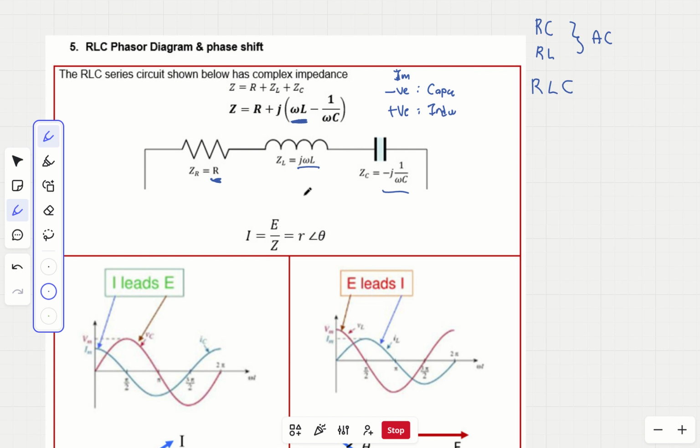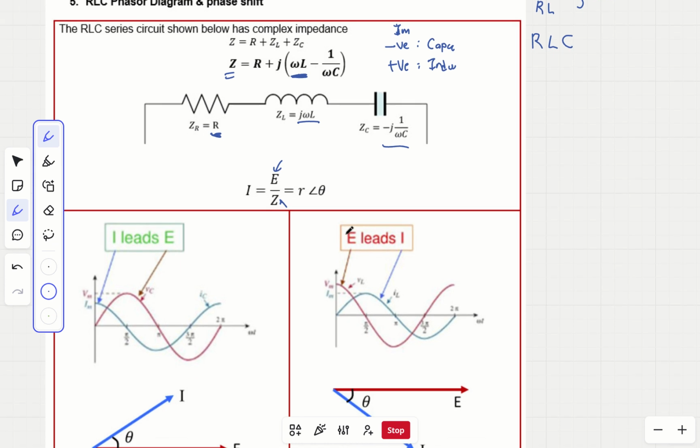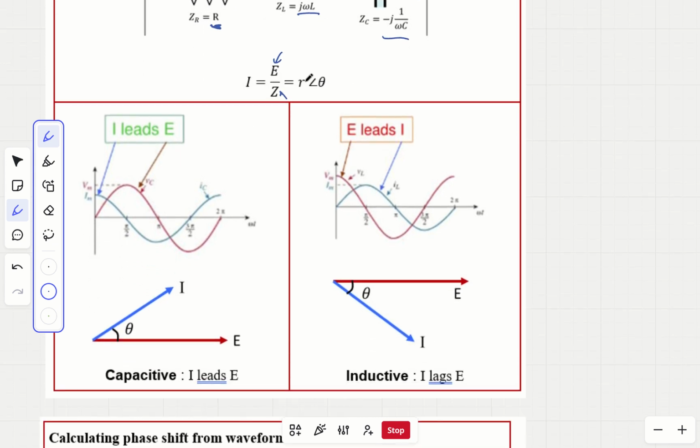Now, once we have the impedance here, we can easily find the current. If you're not sure, go and refer to the previous section. Just take the source voltage, divide by the impedance, and then we write it in the polar form. And we have already seen, once we write in the polar form, if the angle is positive, that means current is leading. And if current leads, that means the circuit is capacitive.